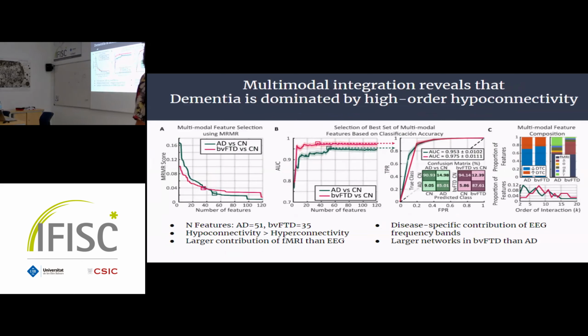Okay, so the idea here is that dementias and neurodegeneration are dominated by high-order hypoconnectivity, but there's also some hyperconnectivity. And when you look at the modalities, fMRI and the different bands of the EEG, you can see that there are different and specific contributions of bands and also of modalities to the high-order interactions. And if you look at the order of interaction of the features, frontotemporal dementia has a tendency of including more and larger high-order interactions than Alzheimer's. And that is also related to the level of damage that you can find in the brain of people with frontotemporal dementia.